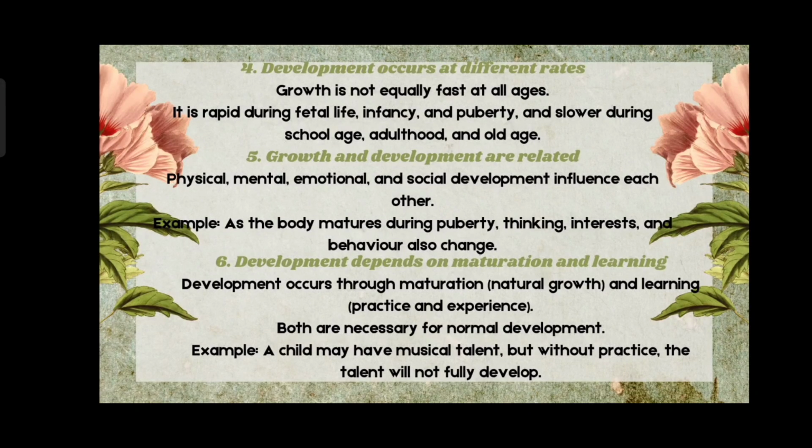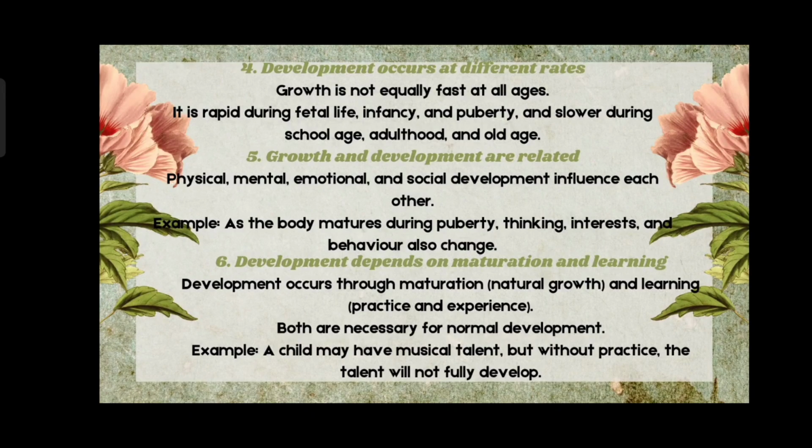Then the fifth one is growth and development are related. How? The physical, mental, emotional and social development influence each other, which means one depends on another. For example, as the body matures during puberty, the thinking, interests and behavior of a child also change.